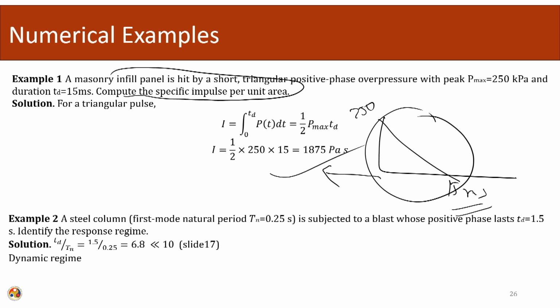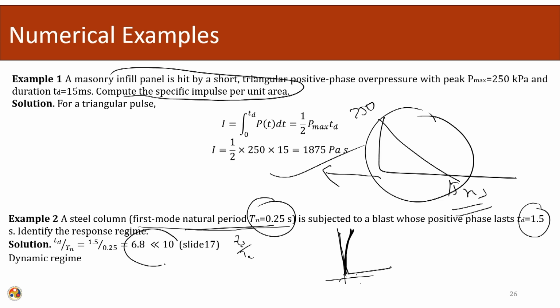In the next example, a steel column, whose first mode natural period is given, is subjected to a blast load. It means that we are considering the first mode response. Tn of the structure is given, the positive phase duration of the blast loading is given, and we need to identify the blast regime. So, we calculated Td over Tn, and it comes out to be 6.8. This is less than 10, so it is likely to follow the dynamic regime.